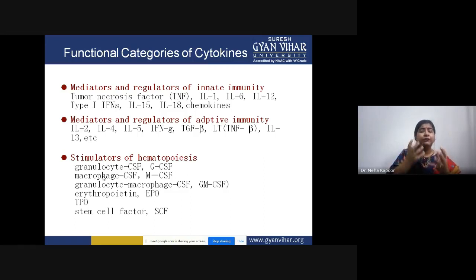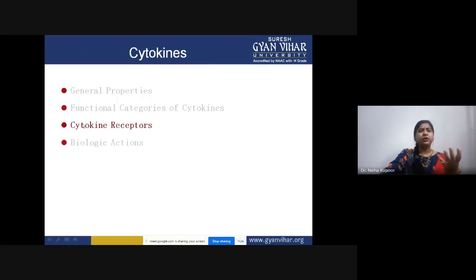However, there are few cytokines that basically stimulate the process of hematopoiesis. For example, colony stimulating factors, on the surface of granulocyte and macrophage. All these colony stimulating factors are being released. Erythropoietin, stem cell factor, that is SCF. So, depending upon that, there are different functions given to them.